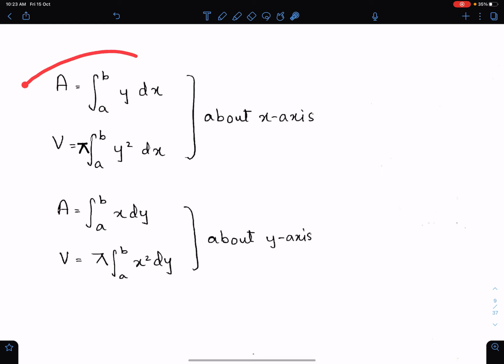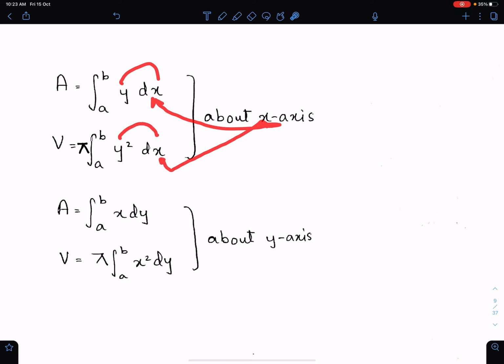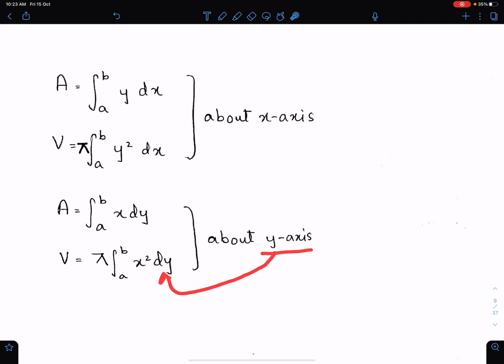We use these two formulas when we have to find area and volume about the x-axis. And when we need area between the curve and the y-axis, then we use this formula. See, this is the x-axis, so we have dx here, and these two are always opposite. Since we have the y-axis here, we have dy here, and these two are always opposite.